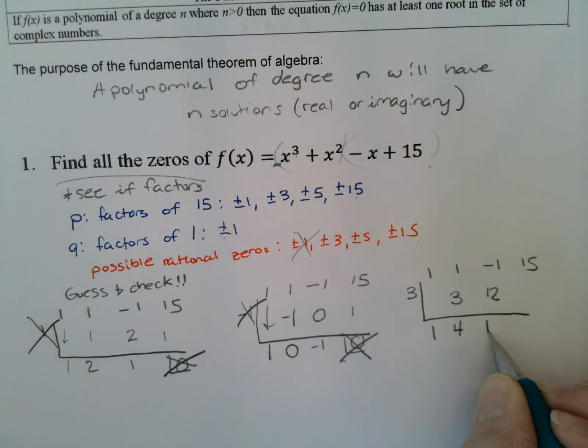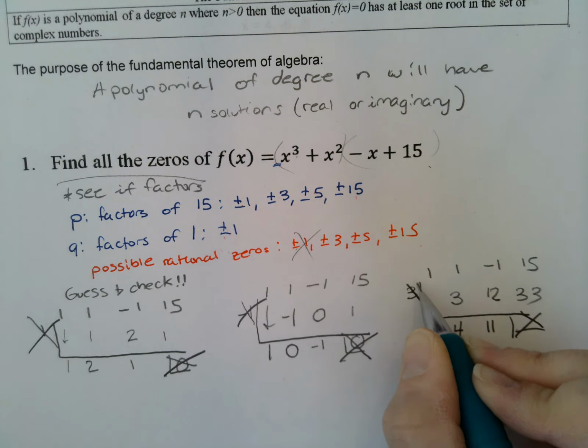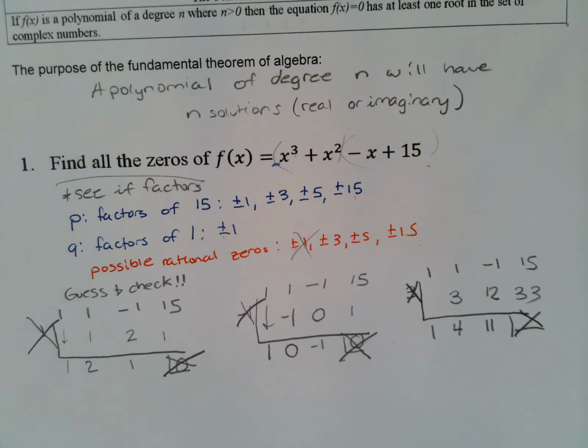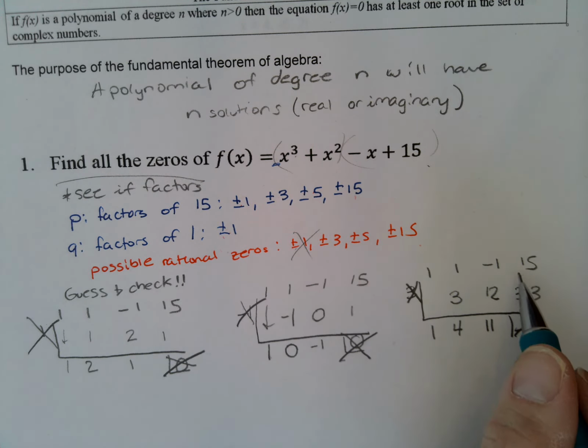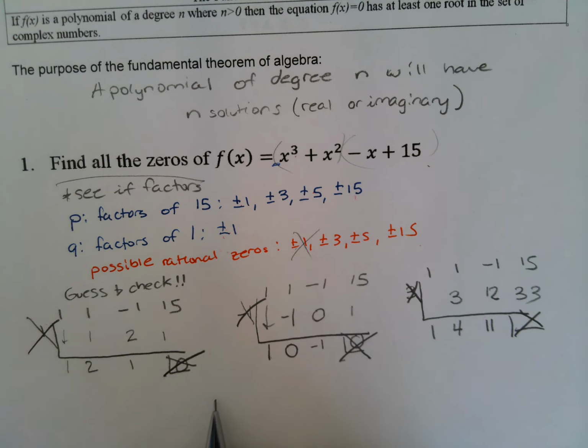12 minus 1 is 11. Uh-oh. Well, now I'm at 33. That's a bust. So 3 didn't work. But as you see, I'm getting close to that 15. So chances are negative 3 is going to work. And it will. So I do negative 3.